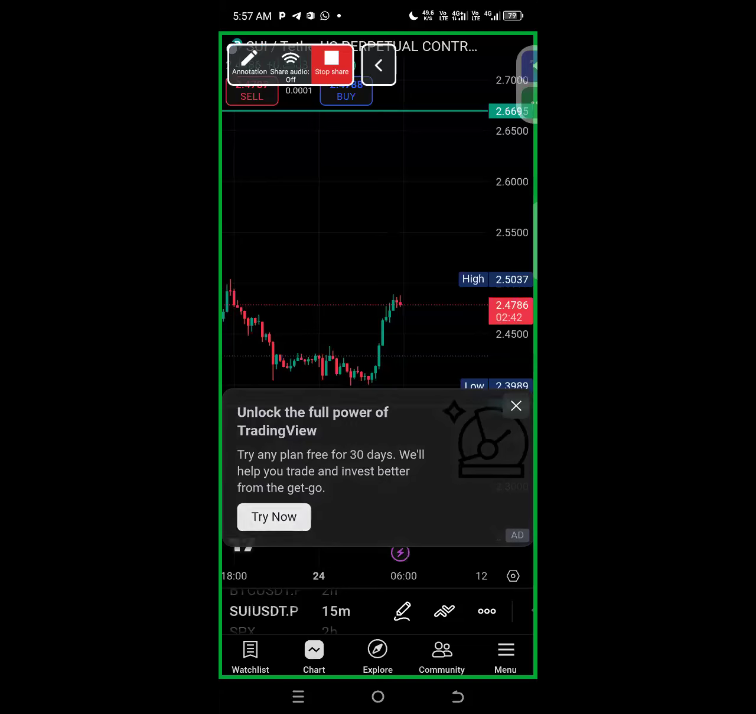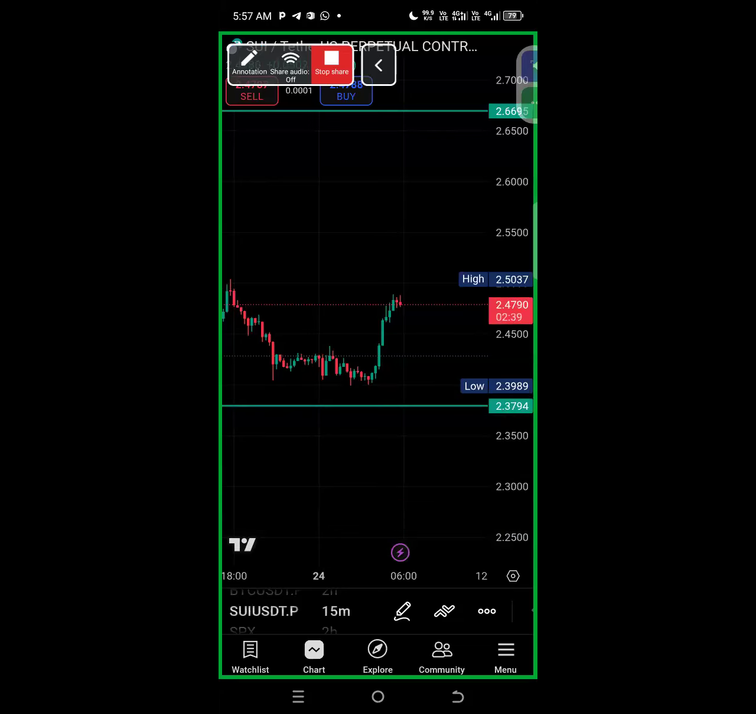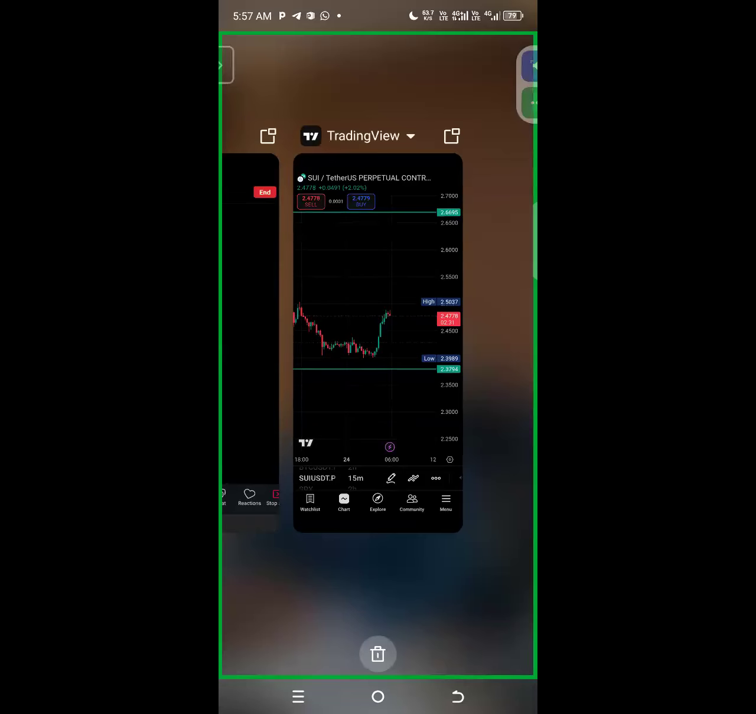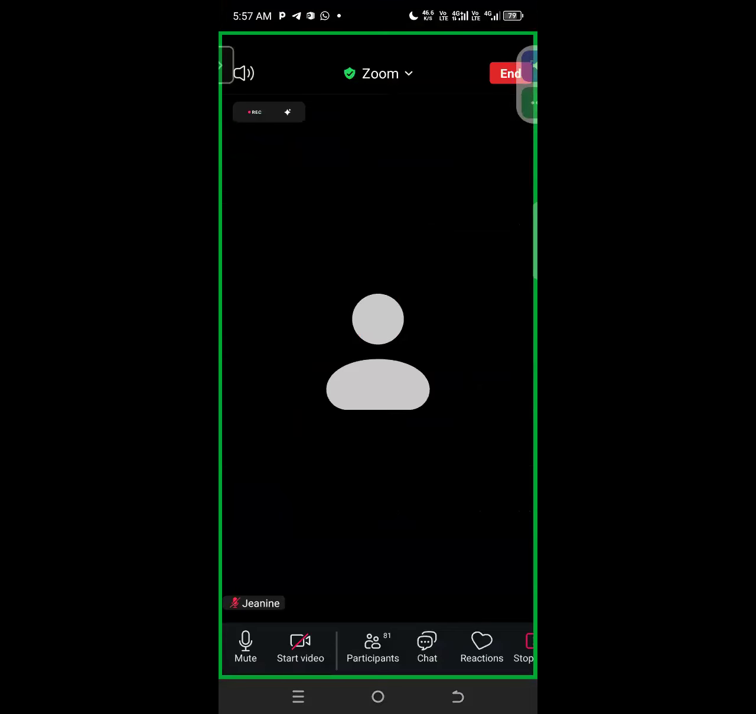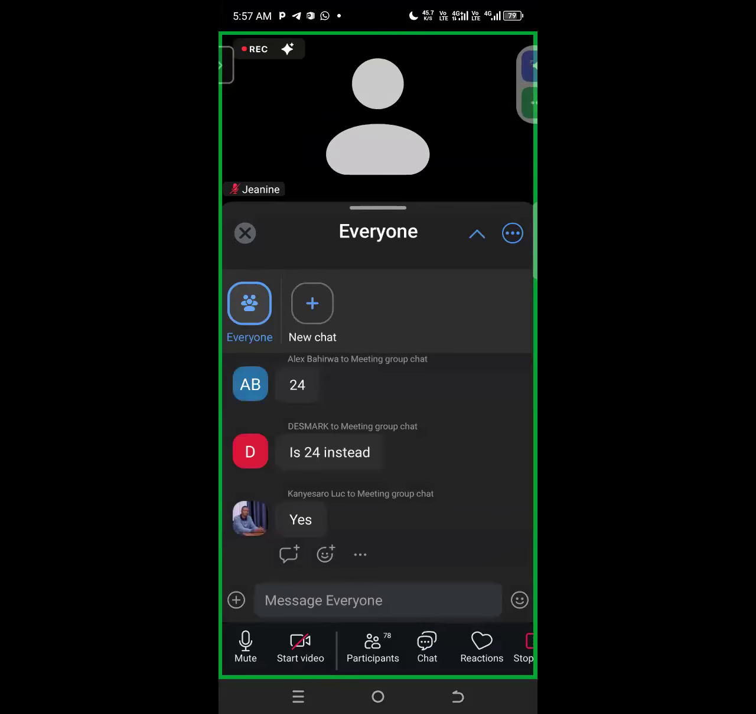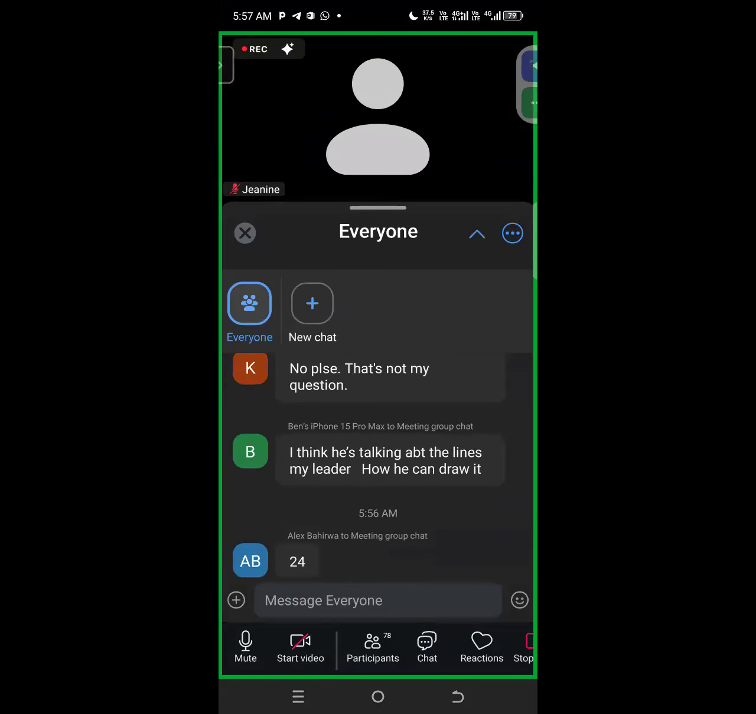And sometimes that is our major problem. We find it so difficult waiting for a candle to close, and we end up messing everything around. Hope it's clear. Is it clear? It's 24 instead. Okay. All right. Thank you.